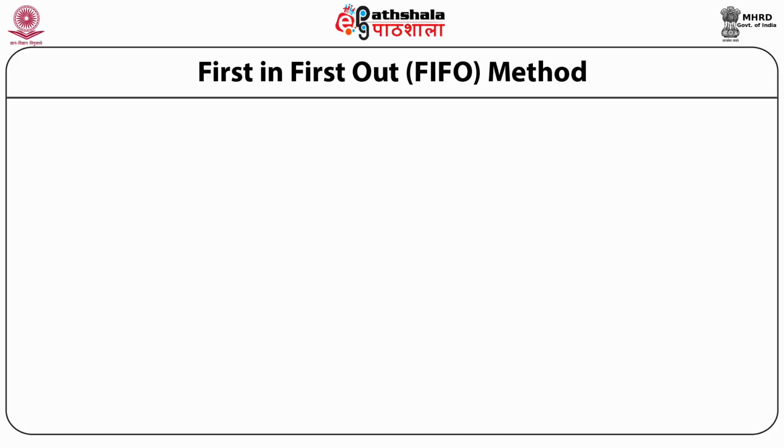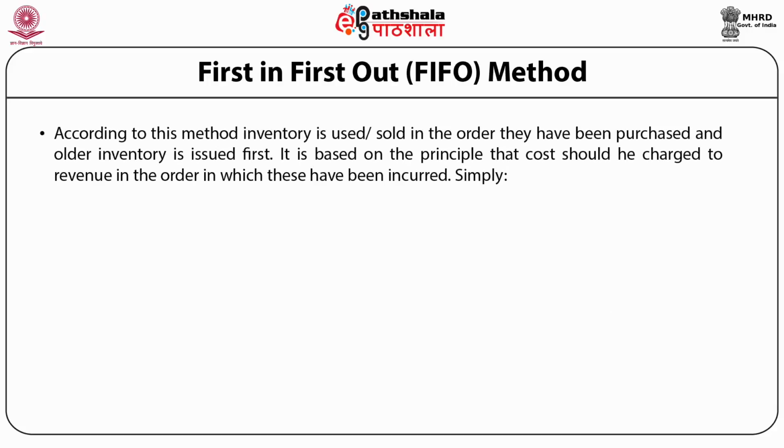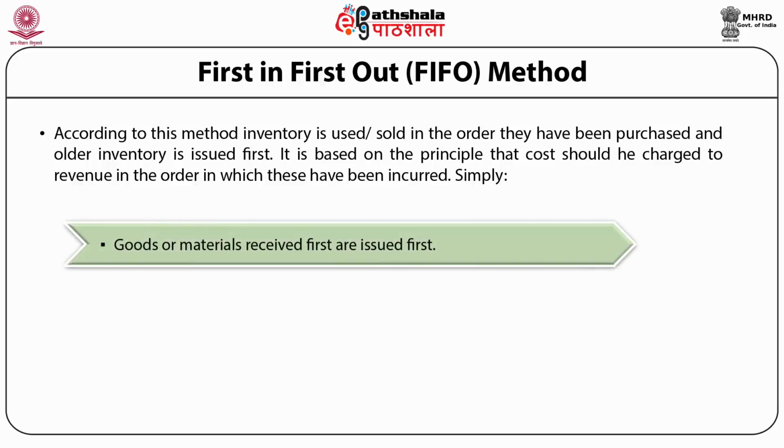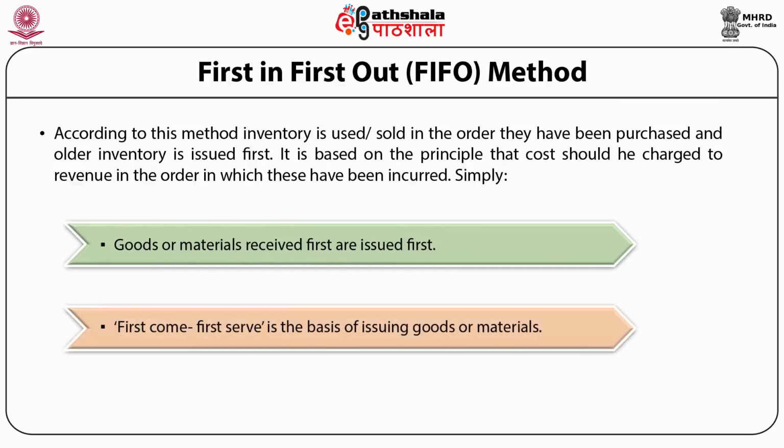First in, first out method. According to this method, inventory is used or sold in the order it has been purchased, and older inventory is issued first. It is based on the principle that cost should be charged to revenue in the order in which these have been incurred. Simply, goods or material received first are issued first. First come, first served is the basis of issuing goods or material.